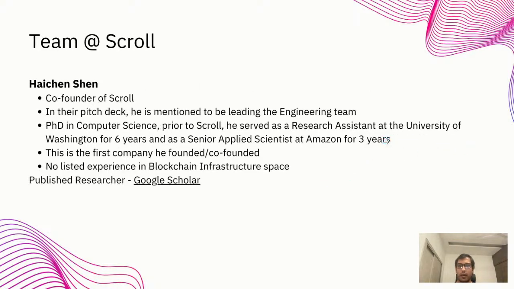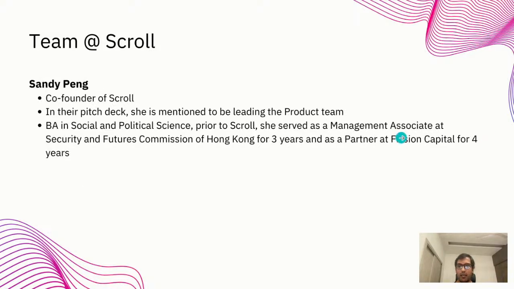So just a bit about the founders. I'm sorry if I do mispronounce any of these names. That is not my intention. We have Haichin Shen. He's a co-founder, PhD in computer science, has an extensive research background, and a lot of the research that they've done has revolved around deep learning, machine learning, etc. Moving on, Sandy Peng is looking after the product development, the product team. She worked as a partner at a firm that invests and advises in Web3 ventures.